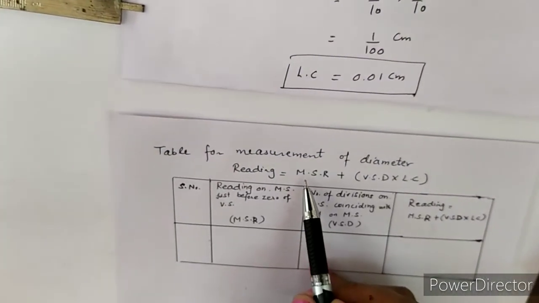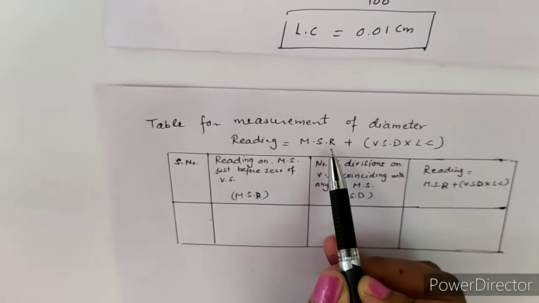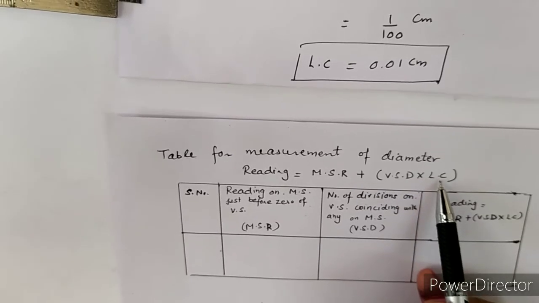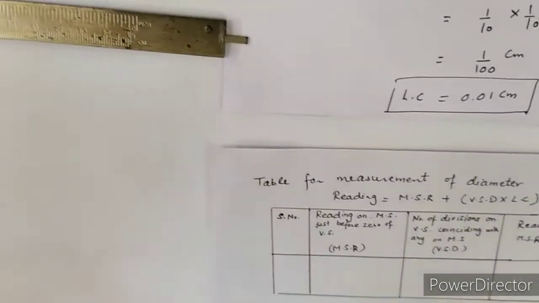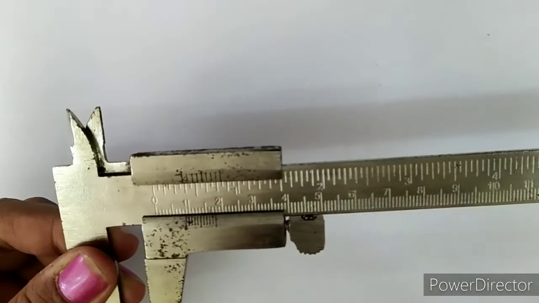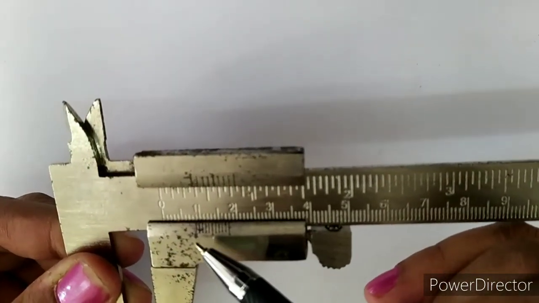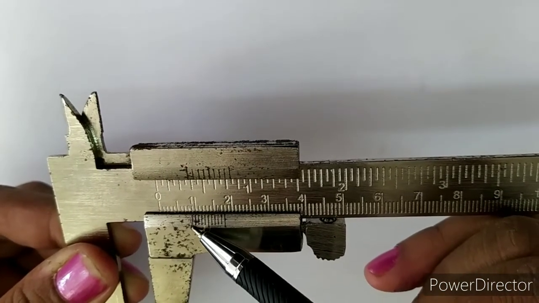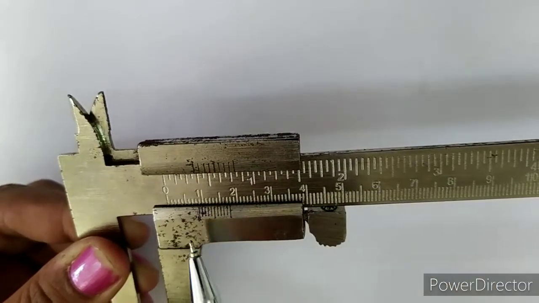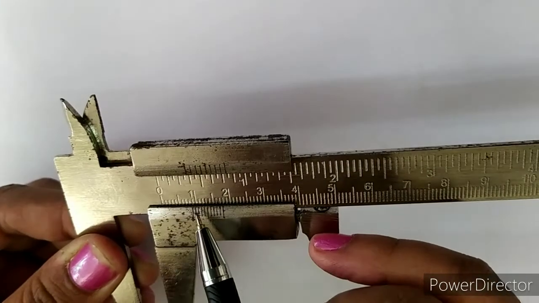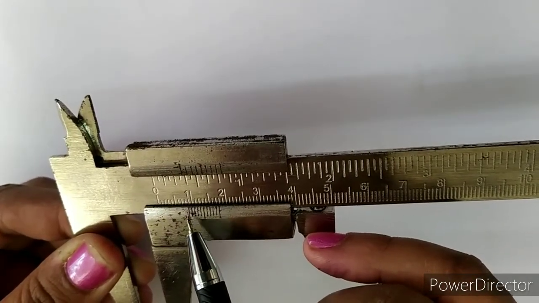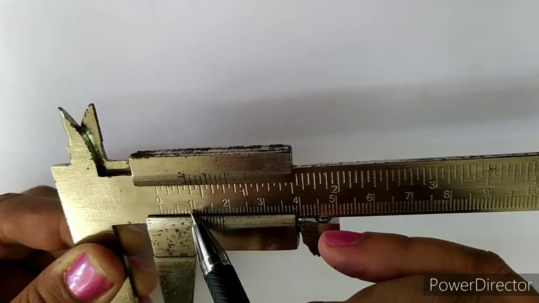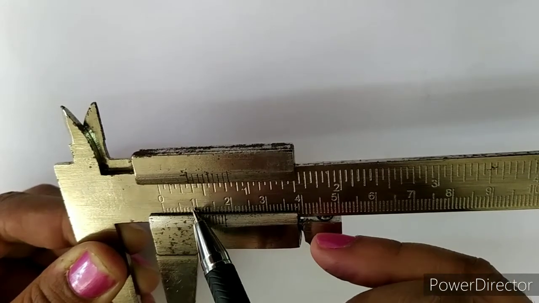So the reading formula is main scale reading plus vernier scale division into least count. And which main scale reading? The main scale reading which corresponds to, coinciding with the 0 of vernier scale. Here the 0 of vernier scale is coinciding with the 9th division of main scale. That is, the reading will be 0.9.